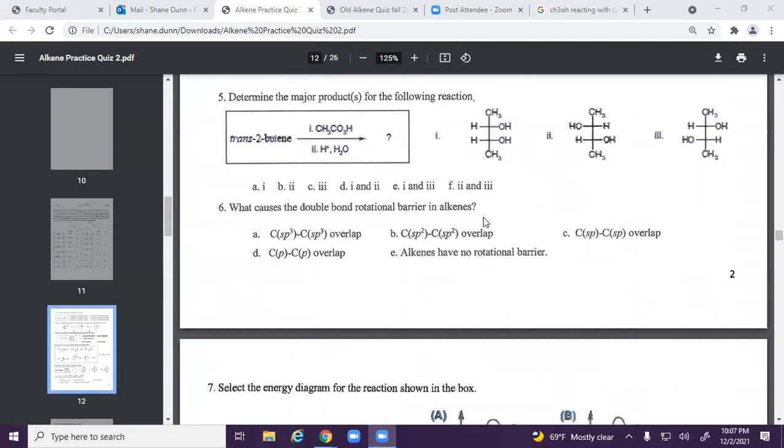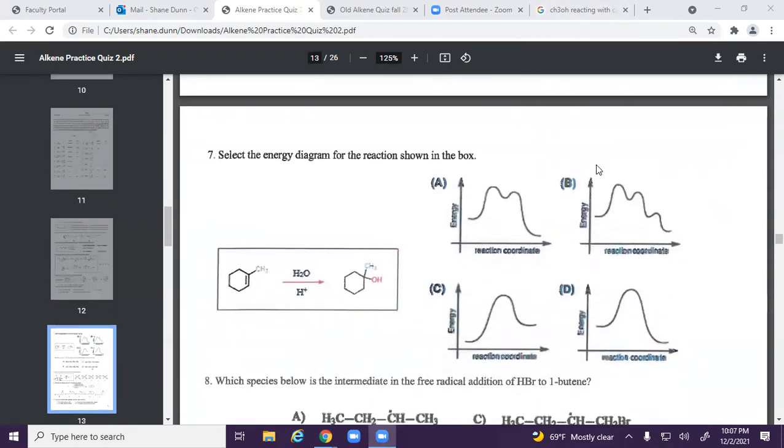It's the P double bond. Bada bing, bada boom. That's what causes it. Technically, single bond, double bond, this makes no sense between these two. But that double bond occurs in the P orbital, not the S or SP orbital. So that's why D is the answer. Seven, C.